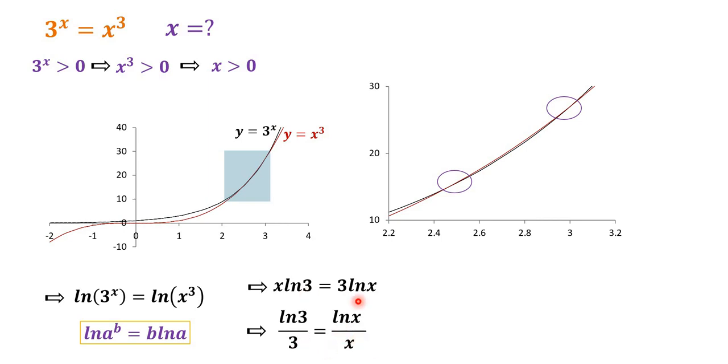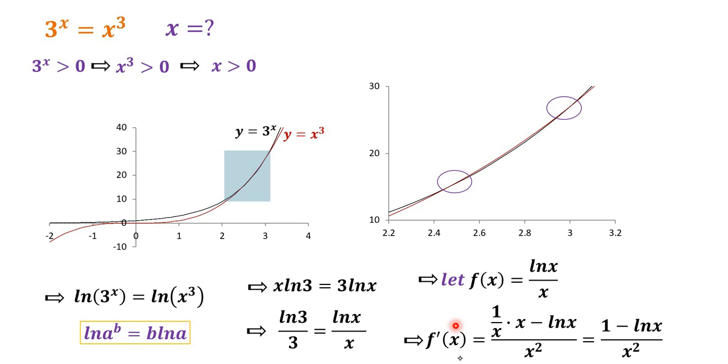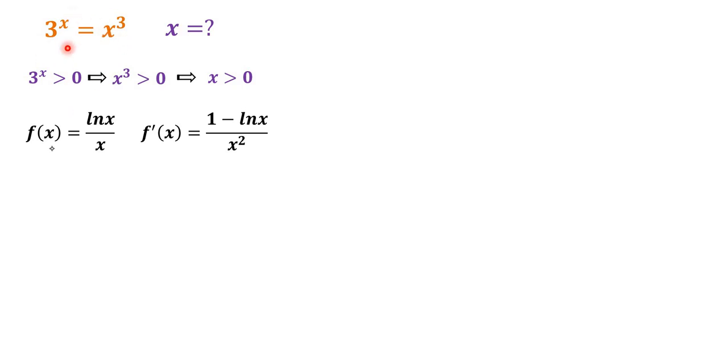So we're going to have a deep look at this equation. We let f(x), a function, be equal to ln x over x. Then we differentiate this function. We have the derivative of f(x) is equal to (1 over x times x minus ln x) over x squared, which is equal to (1 minus ln x) over x squared.